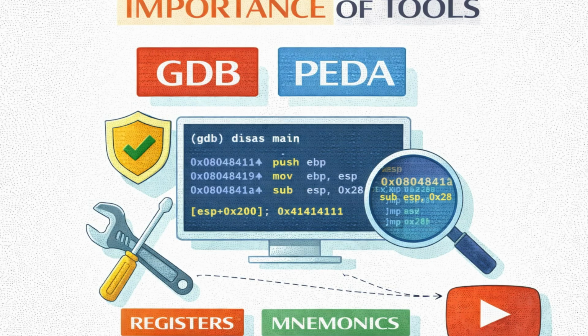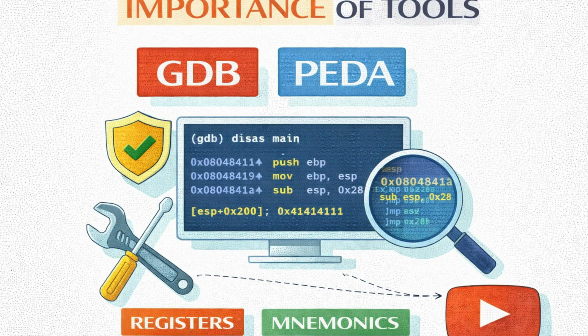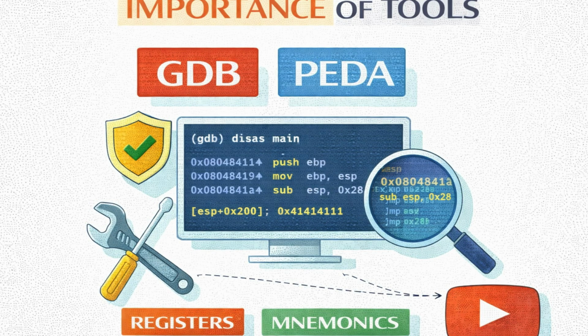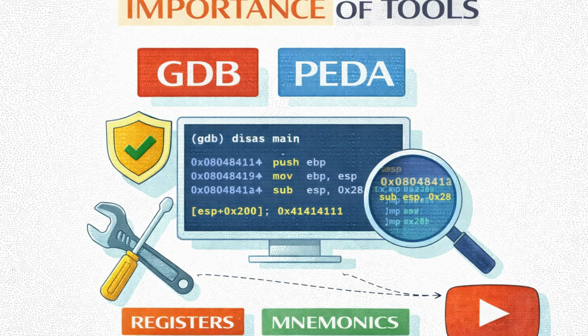In PEDA, you immediately get these specialized context views that show you the most important pieces of data right away. Exactly. When you hit a breakpoint, you don't have to manually type commands to inspect registers. The context reg view is right there, showing you the current state of all the registers and flags. And there's context code, which shows you the disassembly right around your current instruction pointer.